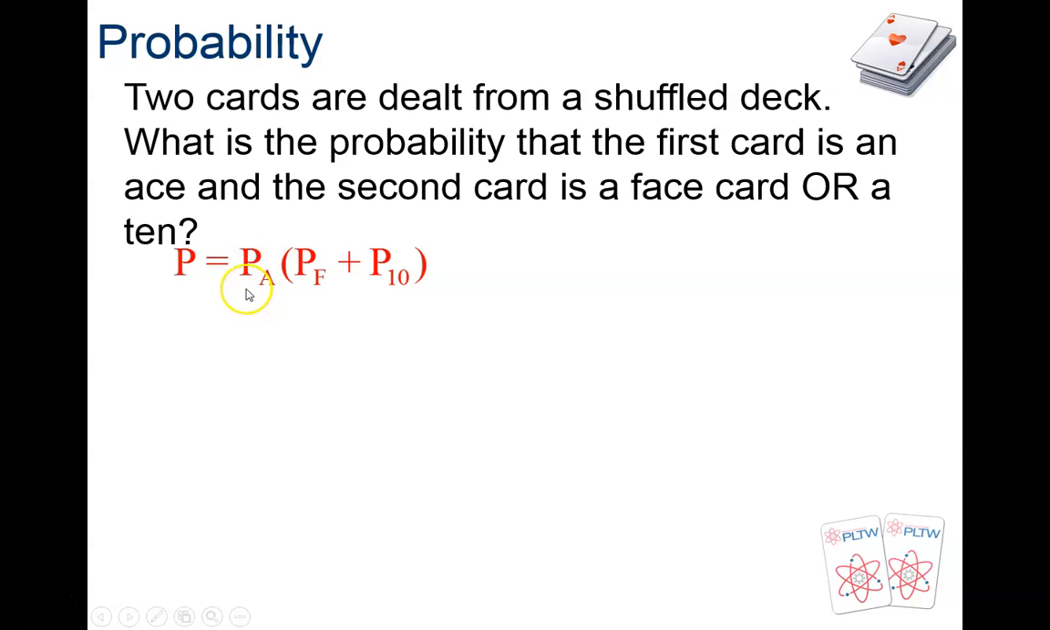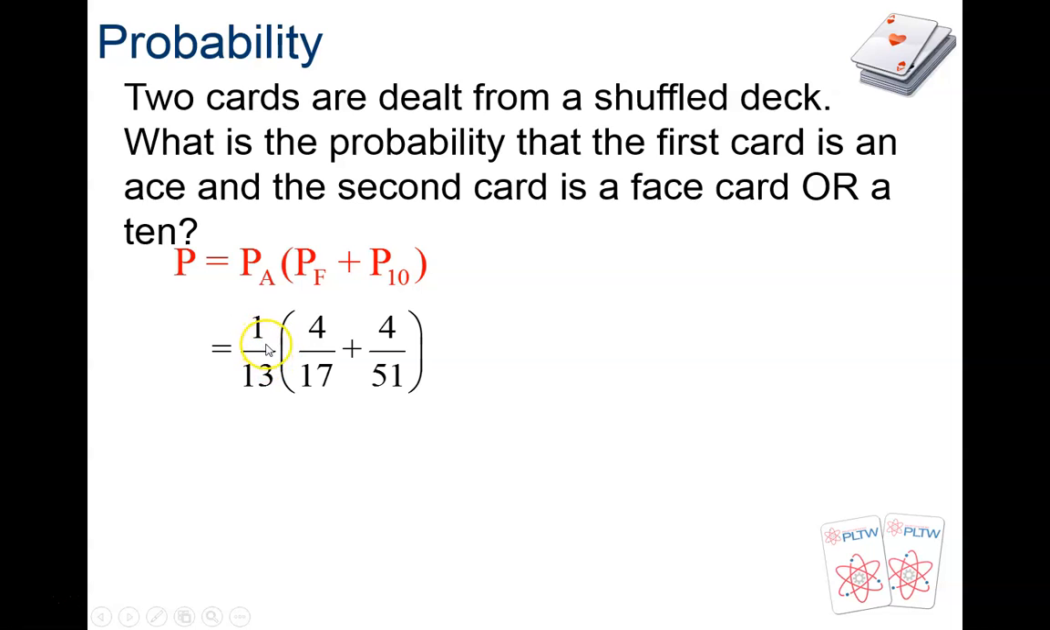Okay, so how this is going to work out is, what is the probability that the first card is an ace, and that means multiply. So we're going to multiply, "and" means multiply. And the second card is a face, so probability of face, plus, okay, that means add, "or" means add, plus the probability of a 10. So we just use these probabilities that we just calculated on the previous slide.